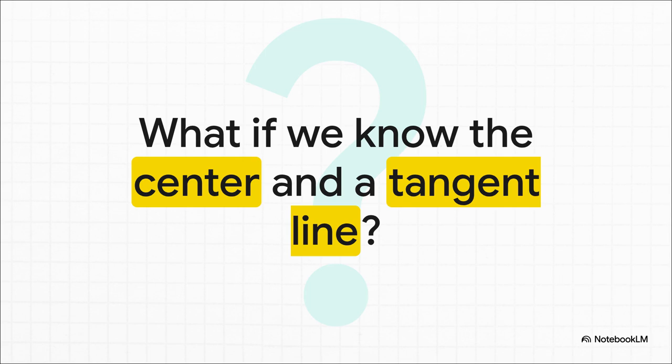Okay, you ready to level up? Puzzle number two. This time, we know the center again, but instead of a point on the circle, we're given a line that just barely kisses the edge, a tangent line. Now what do we do?